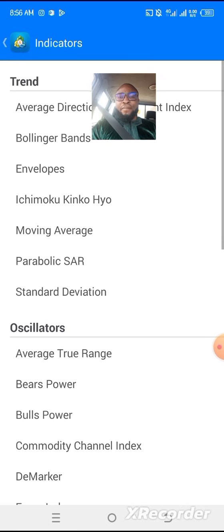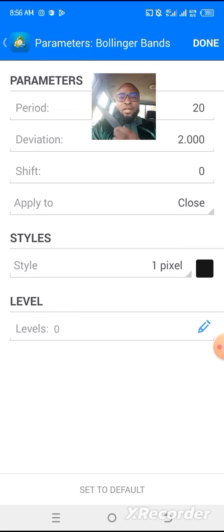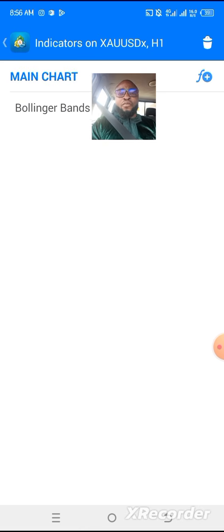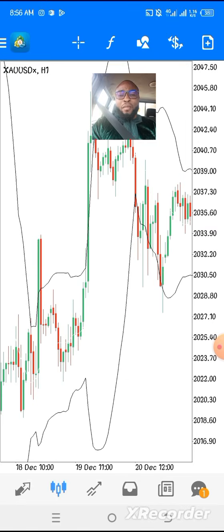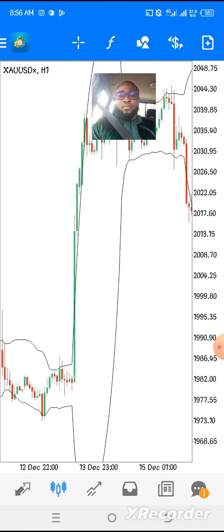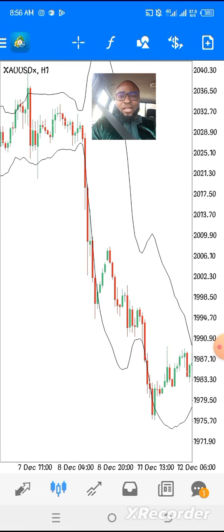We have Bollinger Bands. Bollinger Bands come by default. This is the default setting. But some technical traders use Bollinger Bands to determine how the market moves, and then when to buy and when to sell. According to the first rules of Bollinger Bands, let me show you. This is the Bollinger Bands on my chart. This is how Bollinger Bands look on my chart.